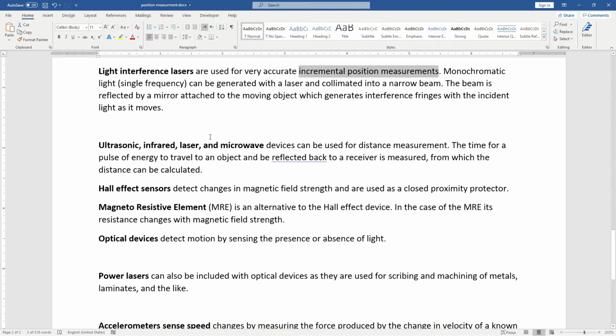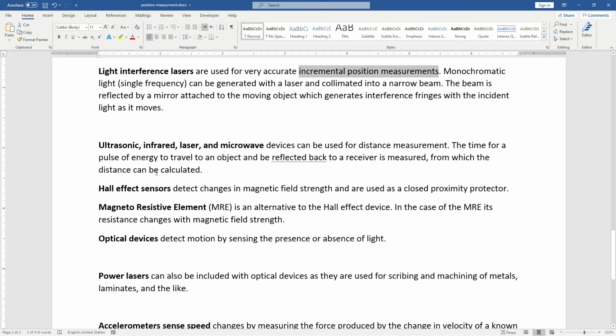Ultrasonic, infrared, laser, microwaves, these things can also be used for distance measurements, like our system here in the police, the traffic police, Sahar. They use it with radiation. The time for a pulse of energy to travel to the object and be reflected back to the receiver is measured. From this one we can know the distance.